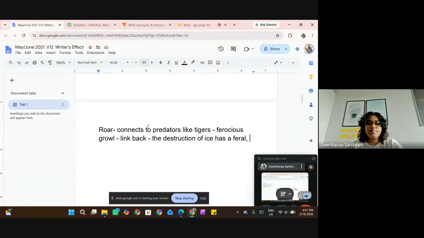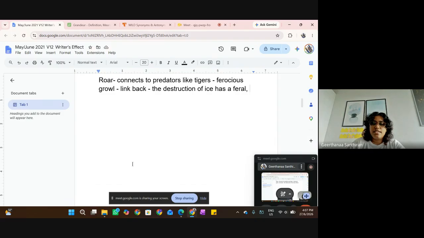powerful, right? It's like there's something powerful here. Has a feral, it makes you feel powerless, nature, right? Like it's so huge and you're so small. Feral, powerful, wildness to it, right? The destruction of ice has a feral, powerful element here, right? Angle, angel, angle to it. Okay. Yeah.